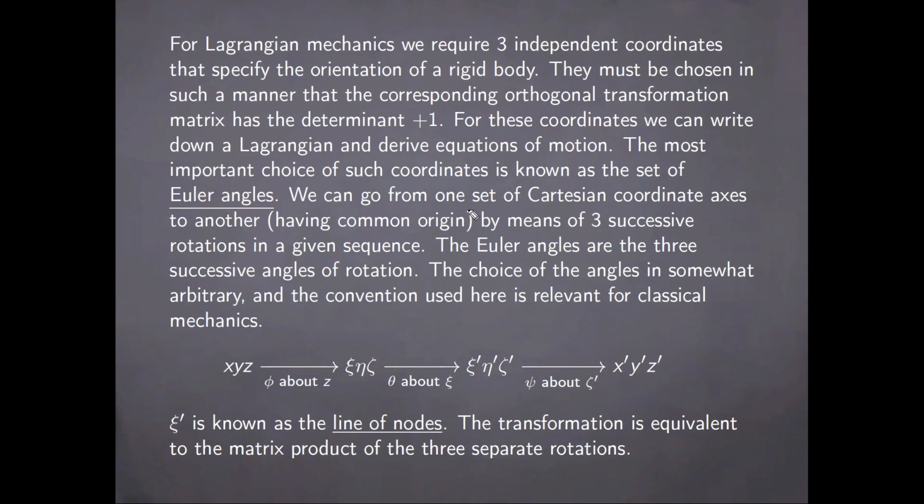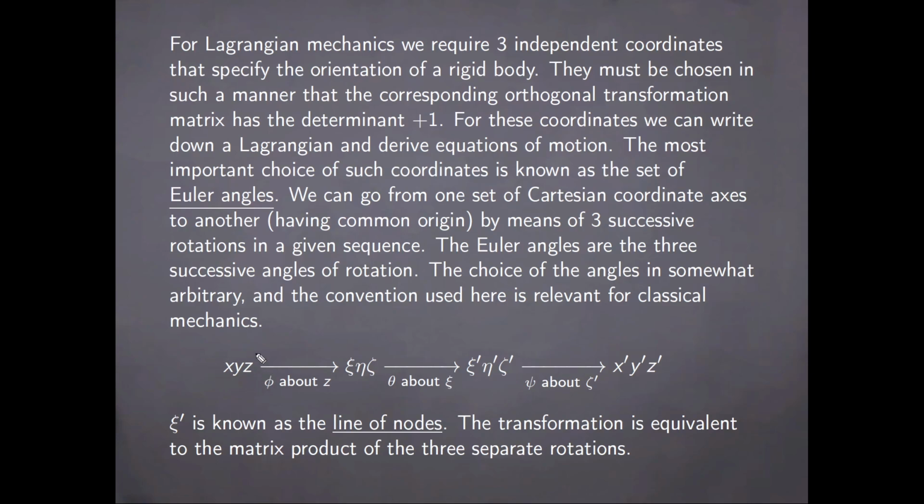We can go from one set of Cartesian coordinate axes to another, assuming that they both have a common origin, by means of three successive rotations in a given sequence. The Euler angles are precisely the three successive angles of rotation. The choice of angles is somewhat arbitrary, and the convention used here is the one relevant for classical mechanics. Namely, it goes as follows.